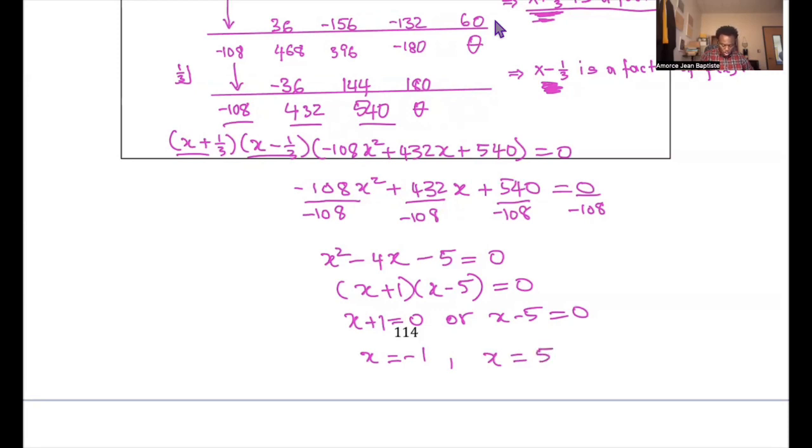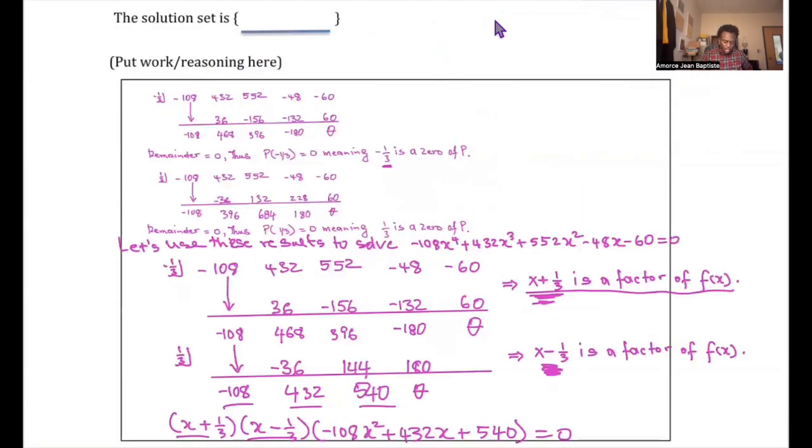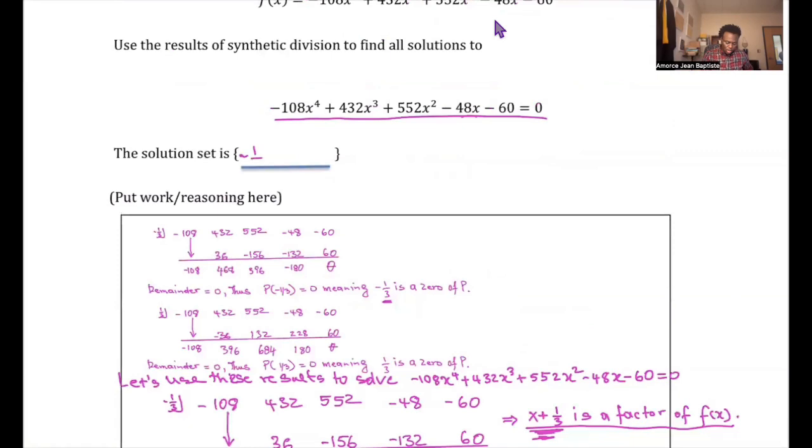So all the zeros are -1/3, +1/3, -1, and +5. So this is the list of the zeros of this polynomial of degree 4. So they ask me to find the zeros. So -1/3, +1/3, -1, and 5.